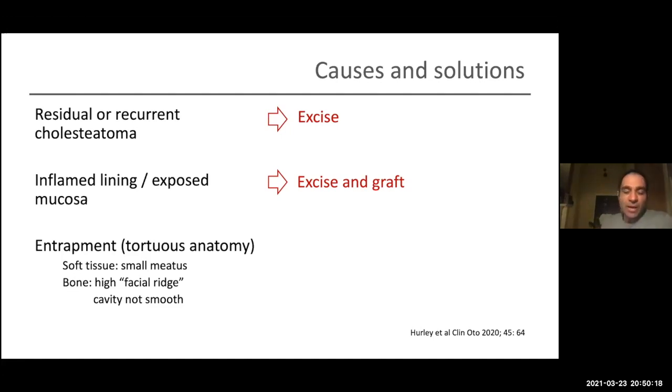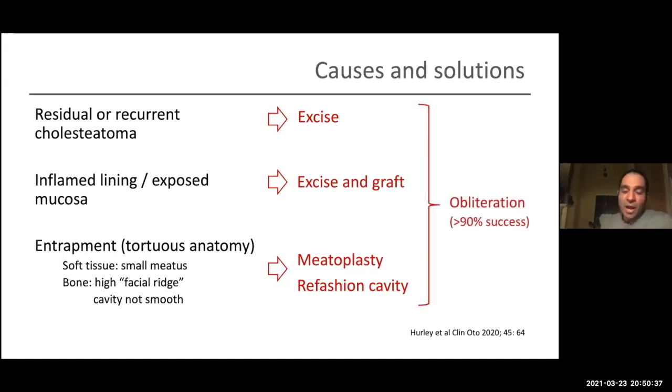There may be some entrapment because you've got tortuous anatomy. Either you've got a small meatus, you didn't do a meatoplasty adequately, or the previous surgeon didn't, or you've got a high facial ridge, that posterior canal that was not taken down, or the cavity just wasn't smooth. So you may need to do meatoplasty and refashion the cavity. This is what people were doing, but I think increasingly, and I myself would now move towards obliteration of a discharging cavity, which is associated with more than 90% success, and I would concur with that. By obliteration, it means removing the cavity.